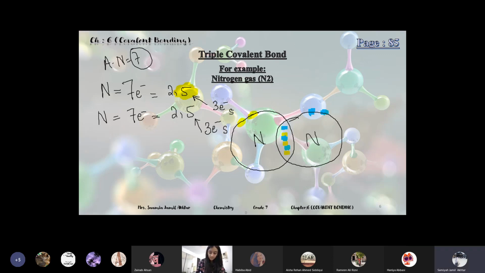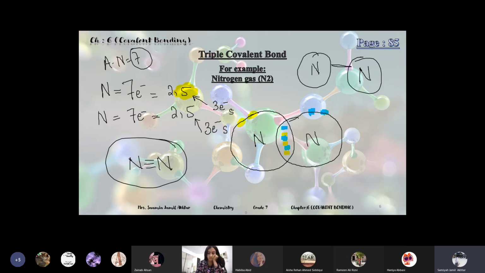Okay, so nitrogen, each nitrogen is sharing its 3 electrons. So it will make a triple bond. We'll draw it like this: N, triple bond, 3 dashes, N. Its ball and stick diagram will be nitrogen, nitrogen, and 3 sticks.